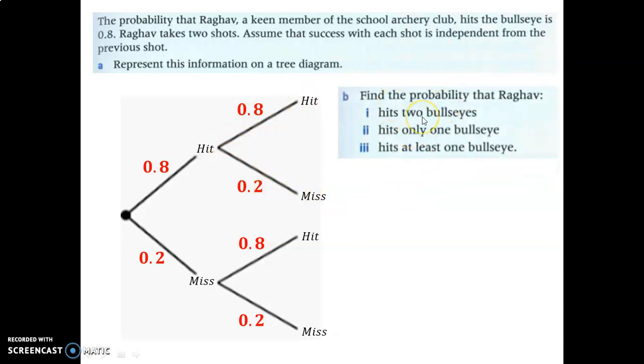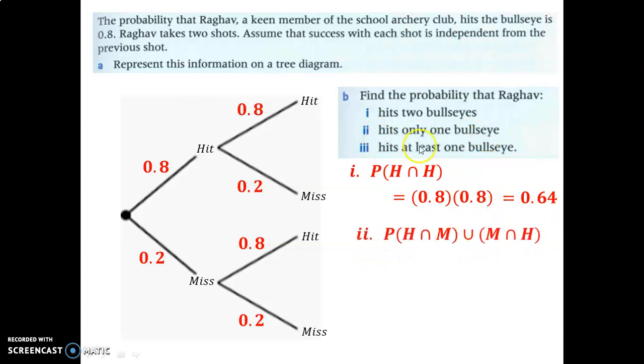Okay, let's find some probabilities. What's the probability that this student gets 2 bullseyes? Well, as you may remember, when you're following a path, you just do hit and hit. Two bullseyes would be hit, hit, so you just multiply along the path. So multiply 0.8, 0.8, and you get your probability of two bullseyes. How about hits only one bullseye?